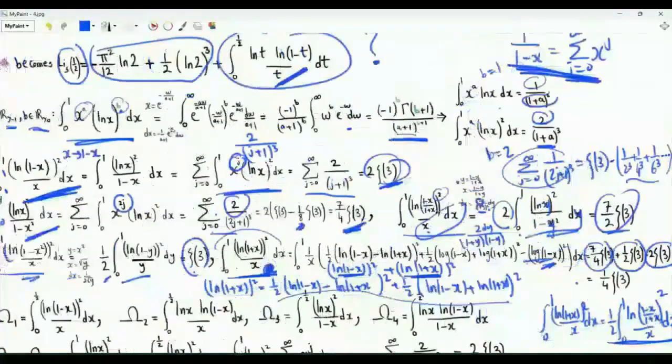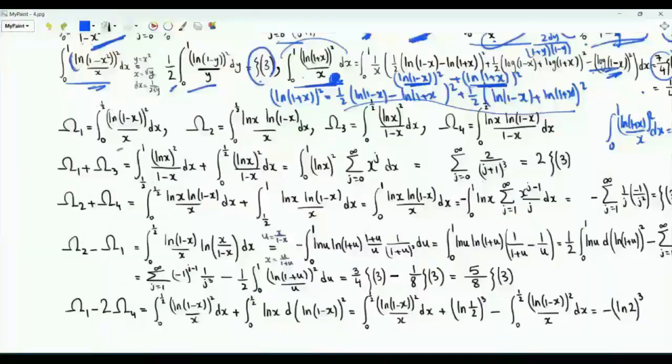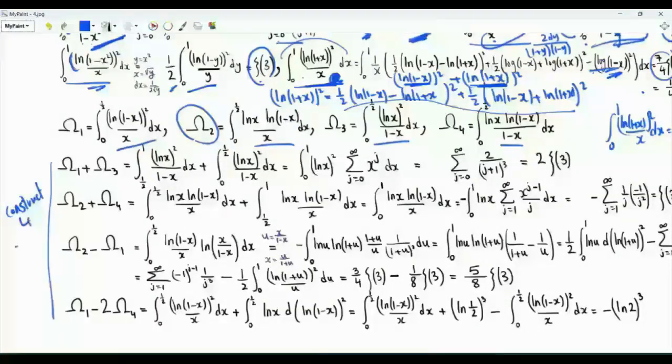But our interest is not this integral, but that one here, the integral for t from 0 to 1/2 of ln t ln(1 minus t) over t. To get our desired integral, we simultaneously process these 4 integrals. All of them have a domain of integration from 0 to 1/2. The integral of interest is omega 2. The idea here is that we will construct 4 equations in 4 unknowns.